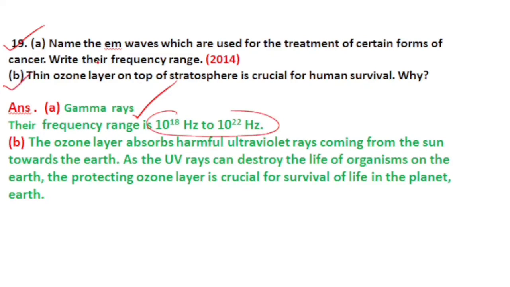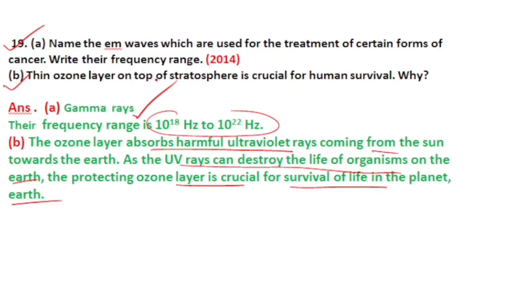Second part, the ozone layer on top of the stratosphere is crucial for human survival. Why? Because the ozone layer absorbs harmful radiations, ultraviolet rays coming from the sun towards the earth. As UV rays can destroy the life of organisms on the earth, the protecting ozone layer is crucial for survival of life on the planet Earth, right?